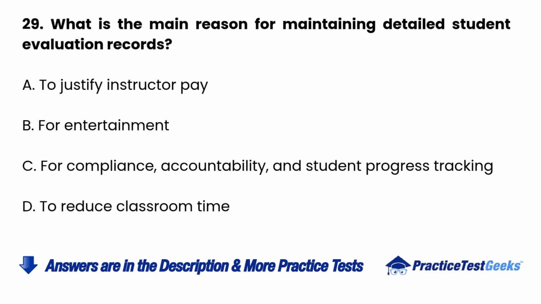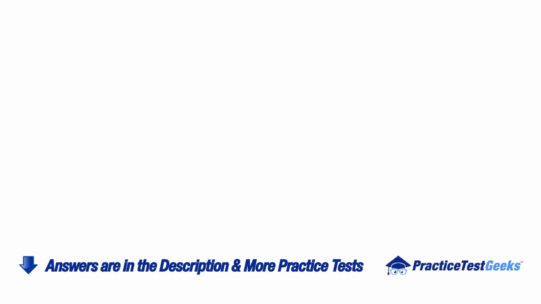29. What is the main reason for maintaining detailed student evaluation records? A. To justify instructor pay. B. For entertainment. C. For compliance, accountability, and student progress tracking. D. To reduce classroom time.